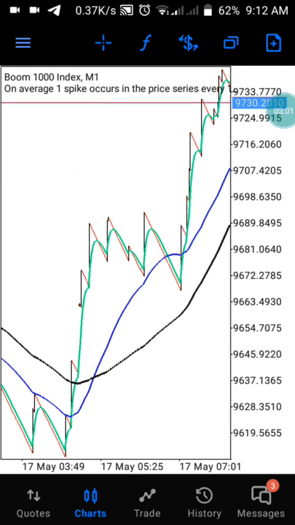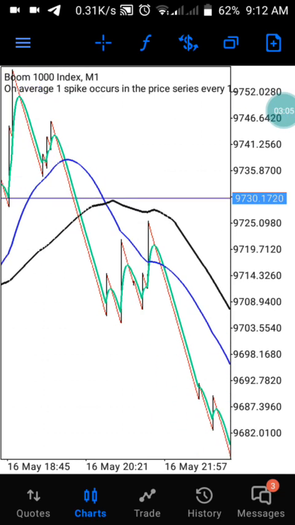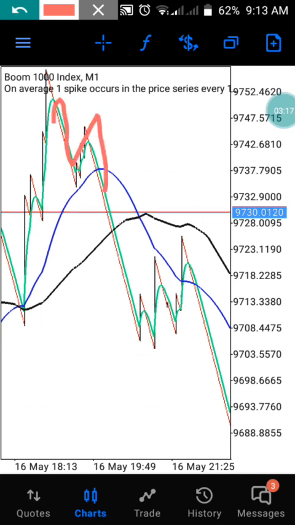So guys, today, don't worry, I'm going to show you the settings of this strategy, but let me explain how this strategy really works. The first thing: if you are going on a downtrend on Boom 1000, 1 minute time frame, what you need to wait for is this moving average of 10 crossing the 144 moving average. This is going to give you a confirmation that we are going to be having a downtrend.